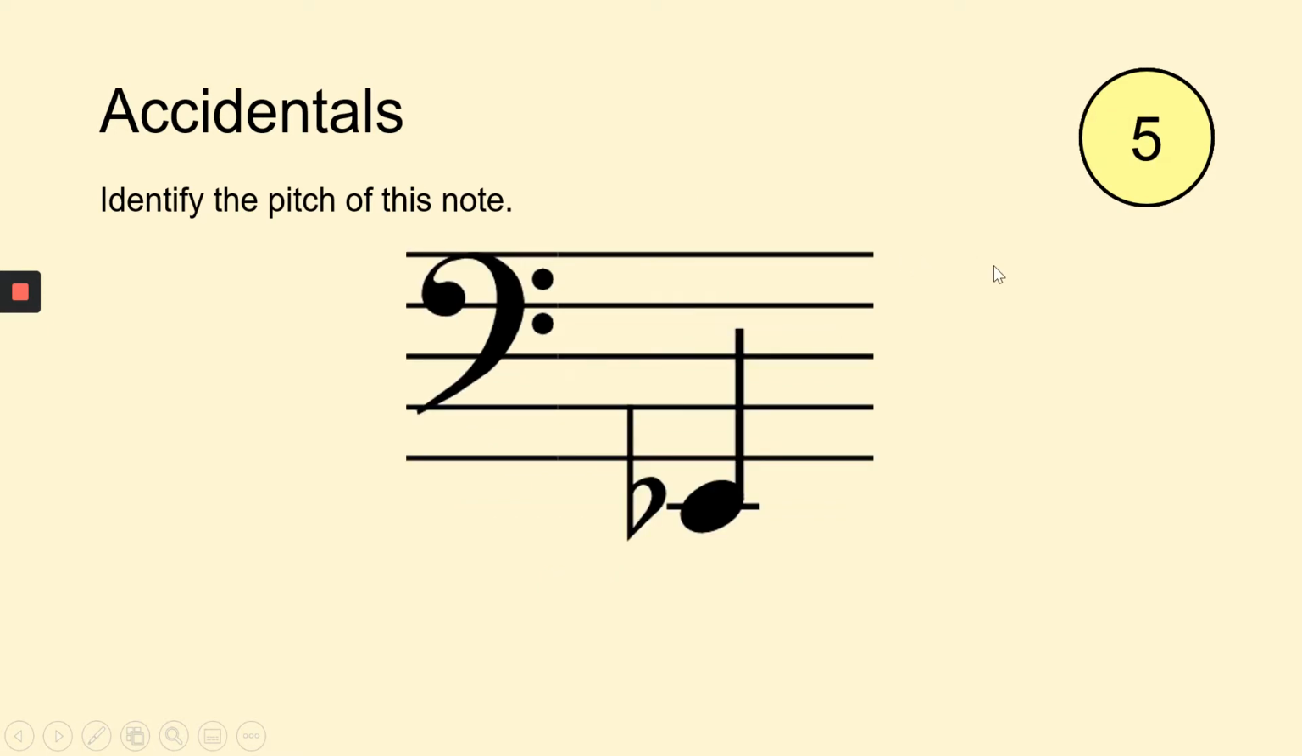Next, what is this note? Using our process, we can identify the original pitch as being an E. G, F, E, and then it's got a flat sign on it, so it's a little bit below. An E flat.